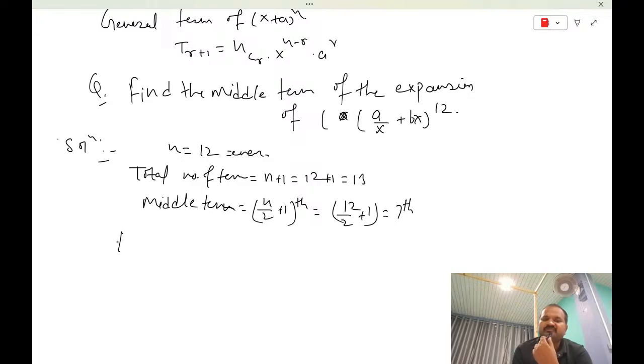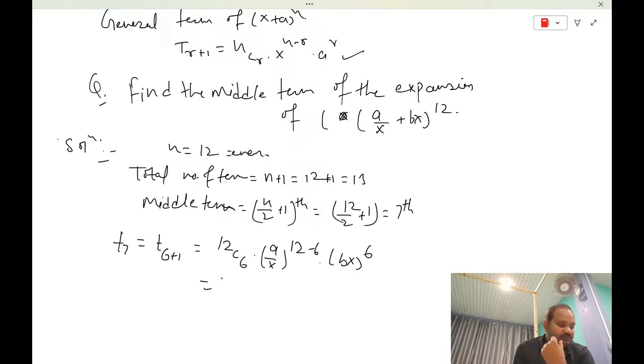So how to find T7? We can apply the formula for general term, that is T(r plus 1). So 7 can be written as 6 plus 1. So we can use the formula for general term. Here n is equal to 12. So 12C6 into x, x is a by x, whole to the power n minus r, that is 12 minus 6, and the b term, that is bx whole to the power 6. So we can solve this one. So 12C6, how much will it come?